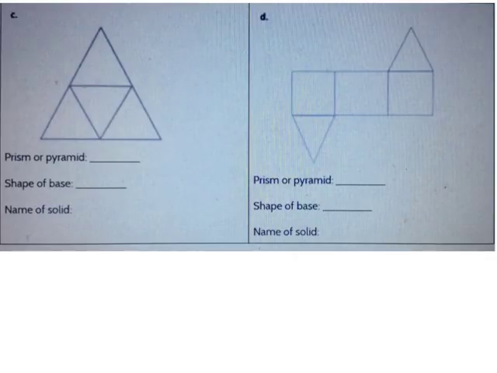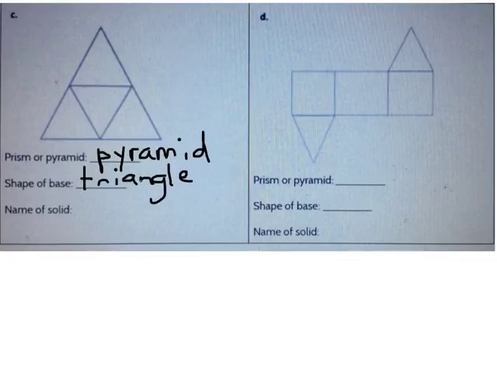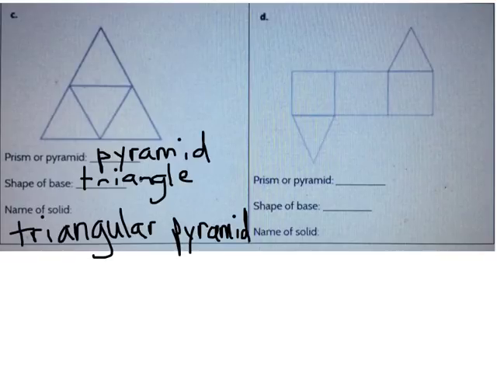Now let's look at 2 last examples. Look at figure C. Is that a prism or a pyramid? It's a pyramid. Most of the faces are triangles. What's the shape of the base? The base is also a triangle. We can use that information to name the solid. What's the name of the solid? It's a triangular pyramid.